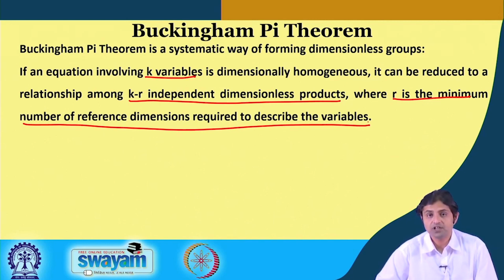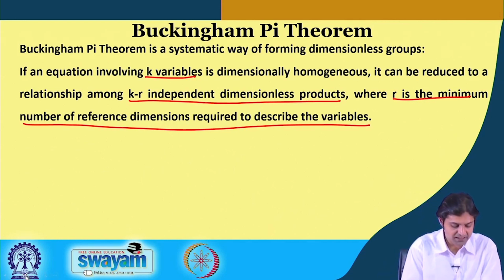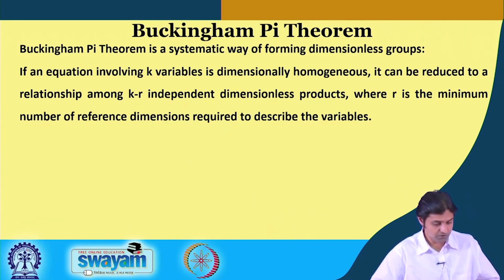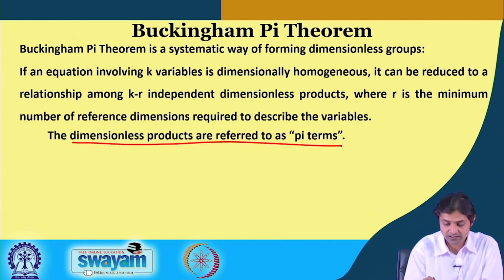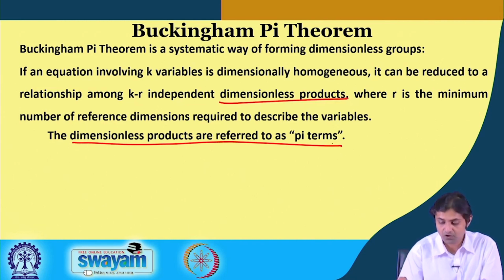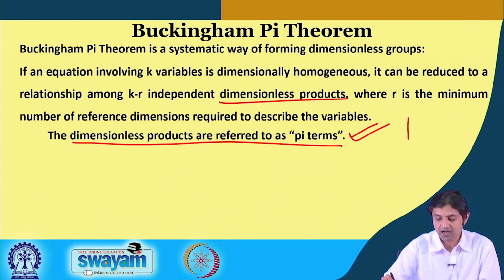Just telling you an example, this R will be either 1, 2 or 3 because there are only 3 dimensions, right. I mean in principle M, L and T or F, L and T. So, we will see question by question, and there will be cases in which this R is only 2 because we do not deal with, for example, mass at times. Okay. So, K minus R, that is the key, we will go into more detail soon, and these dimensionless products are called as pi terms.